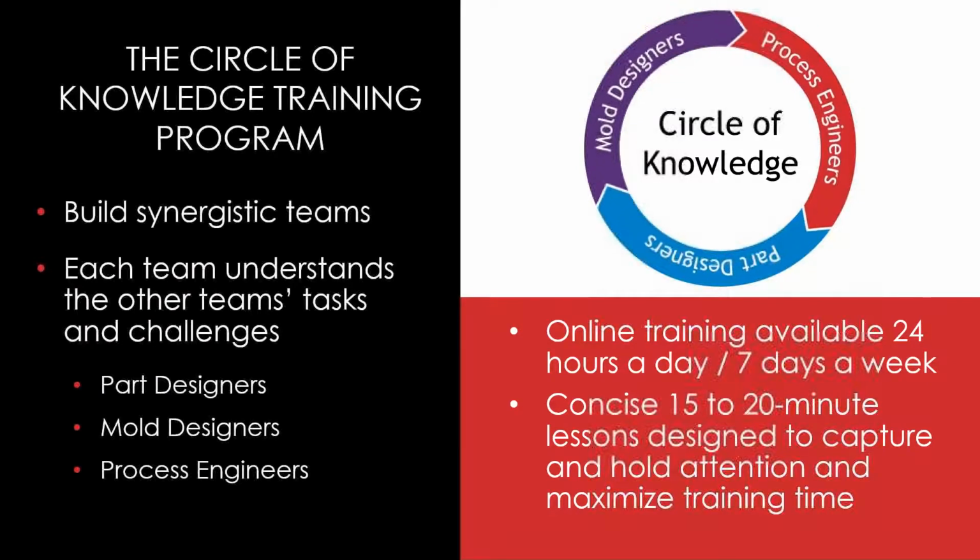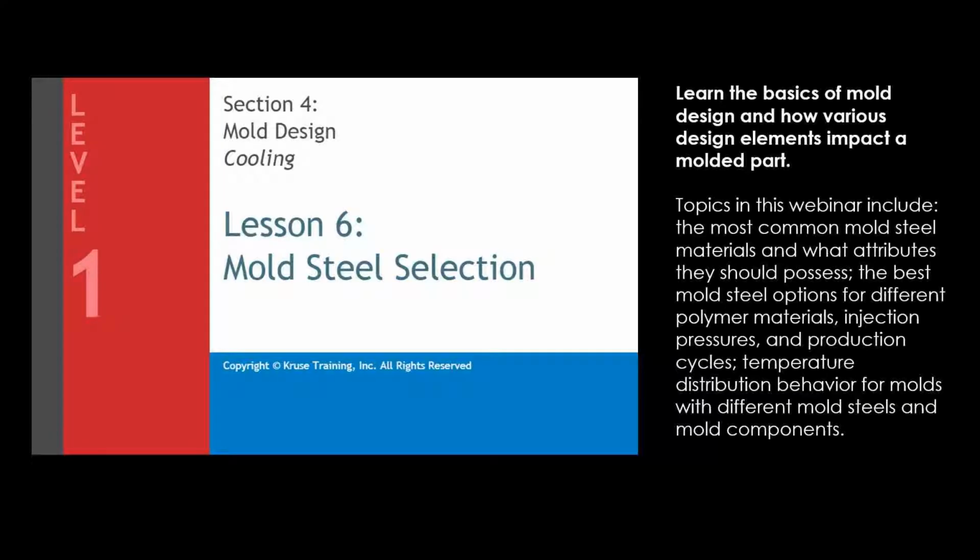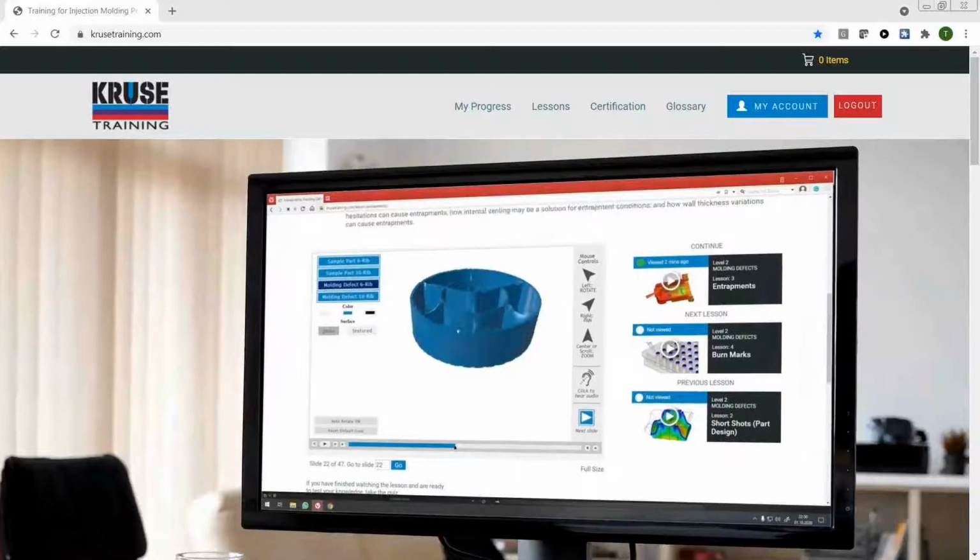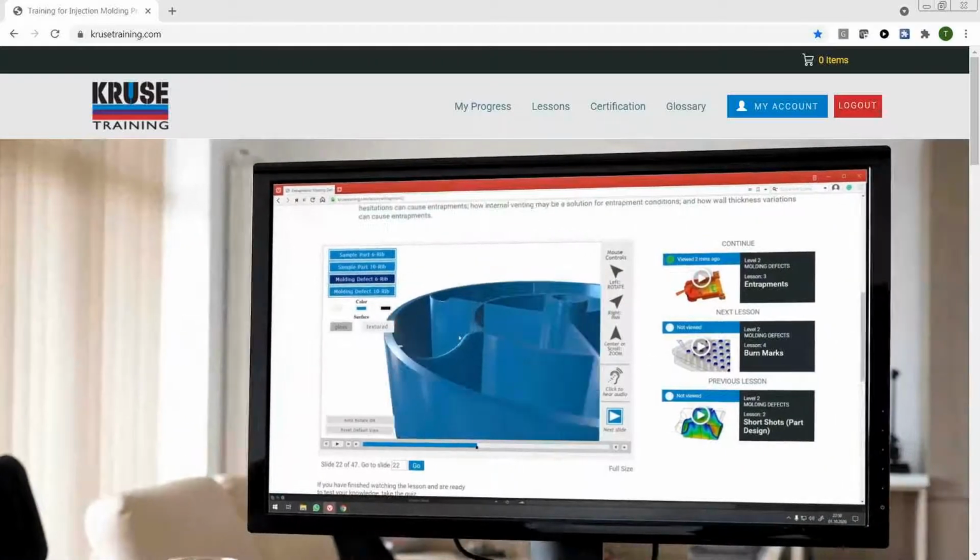We have online lessons available that really teach the concept of the Circle of Knowledge, the interactive behavior. They are all about 15 to 20 minutes long, very focused learning, as we call it. And that's what we will be doing now: we will look at a lesson from this learning tool called Mold Steel Selection. So let me show you how to get to this lesson.